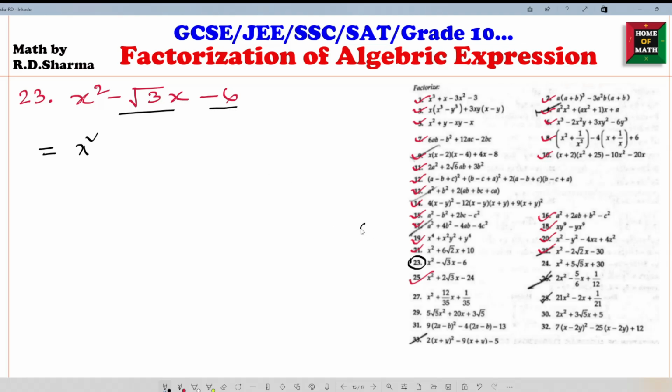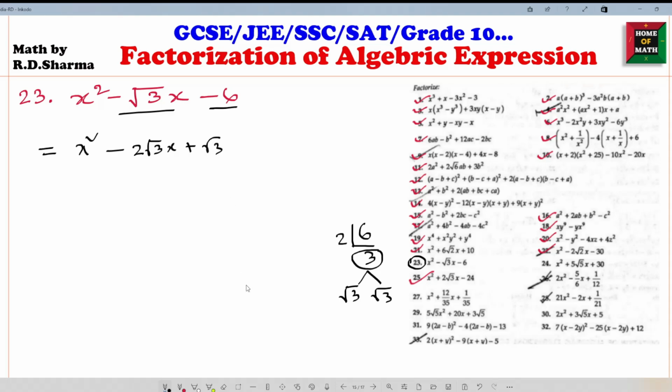Now start. Here is x square minus root 3x minus 6. If we factorize this 6, divide by 2, we will get 3. Look, here is root 3. So these 3 we can write root 3 and root 3. Root 3 times root 3 means 3. So here is minus root 3x. So we can write it like this, 2 root 3x plus root 3.